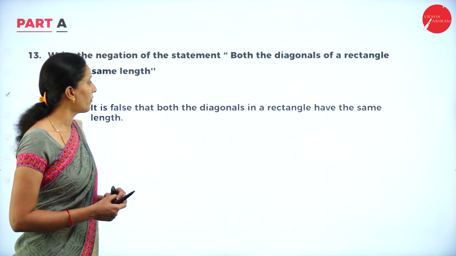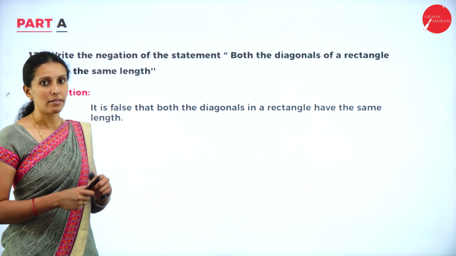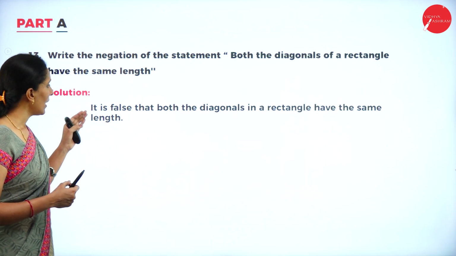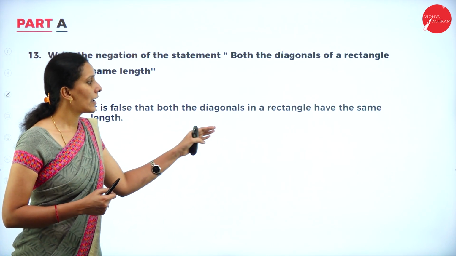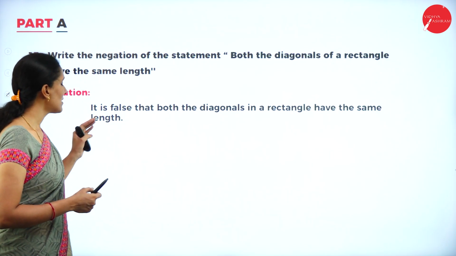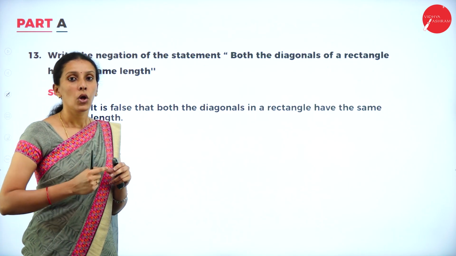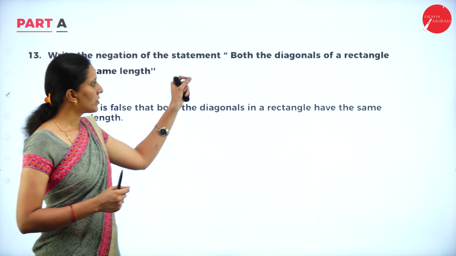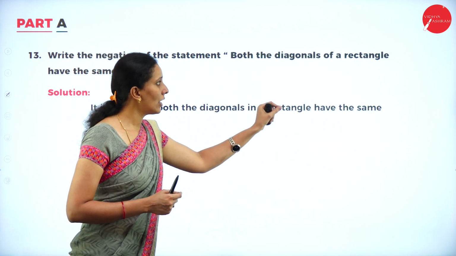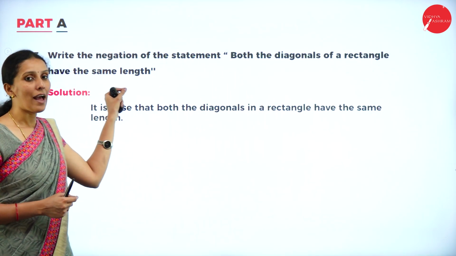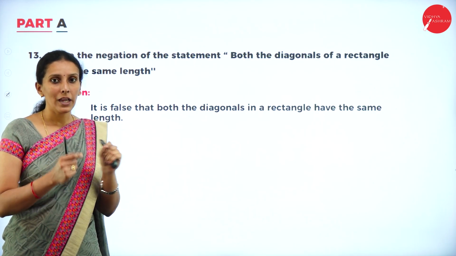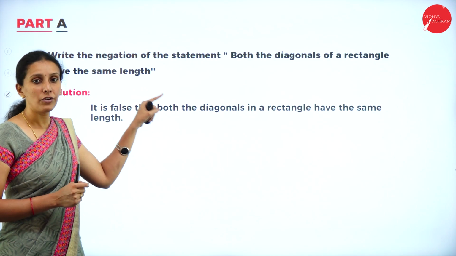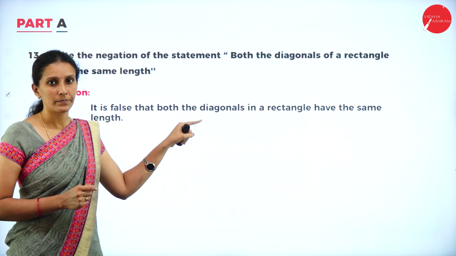Next one, write the negation of the statement: both the diagonals of a rectangle have the same length. So, you have to negate it. So, here we can write, it is false that both the diagonals in a rectangle have the same length. You will be having one question to negate the statement. Or you can also write this in the form of, both the diagonals of a rectangle do not have the same length. So, make sure you use a meaningful sentence. Also, you have to negate it properly.